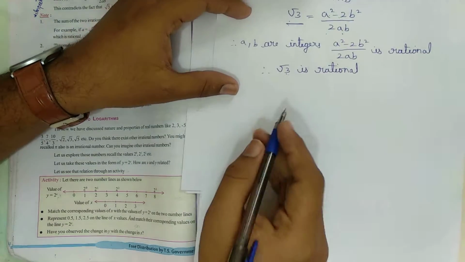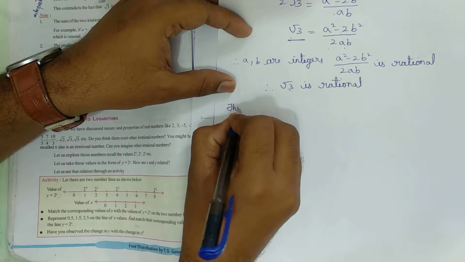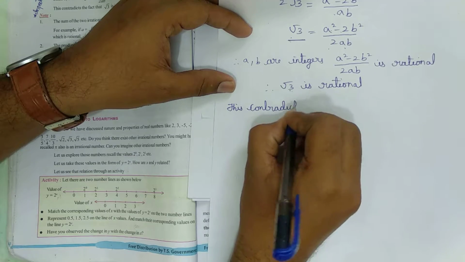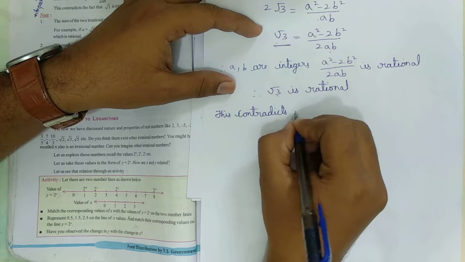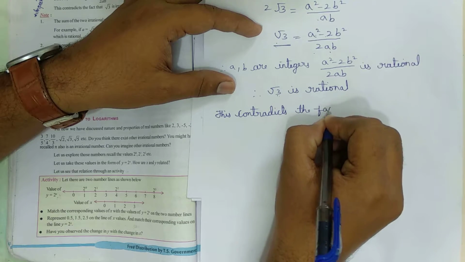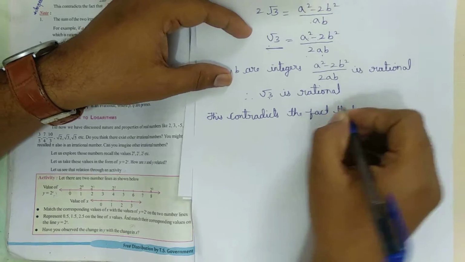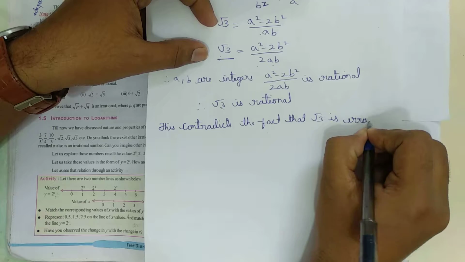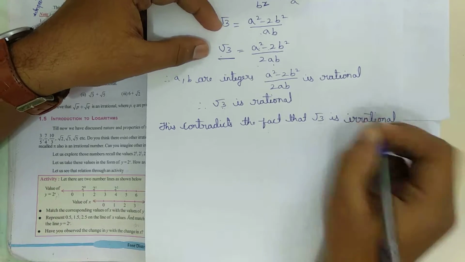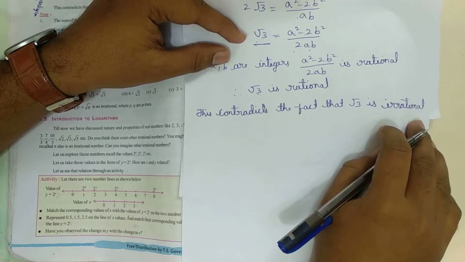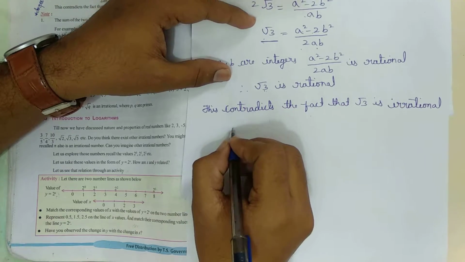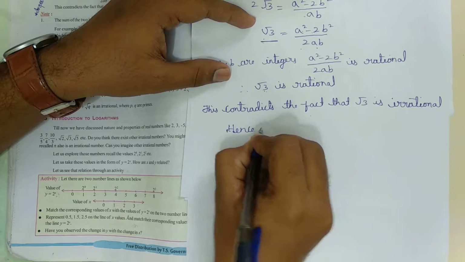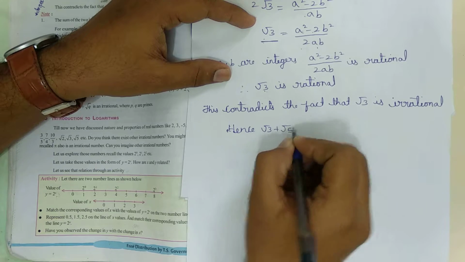Okay, so this contradicts the fact that √3 is irrational, meaning what we have assumed is false. So by that we can say that what we have assumed is false, therefore √3 is irrational. When √3 is irrational, hence √3 + √5 is irrational.